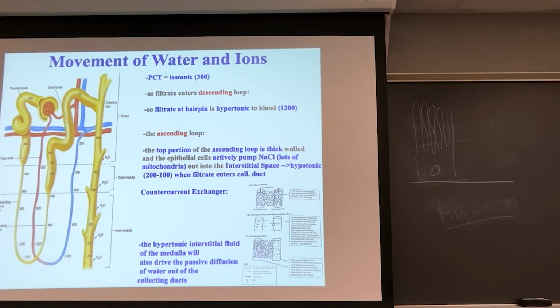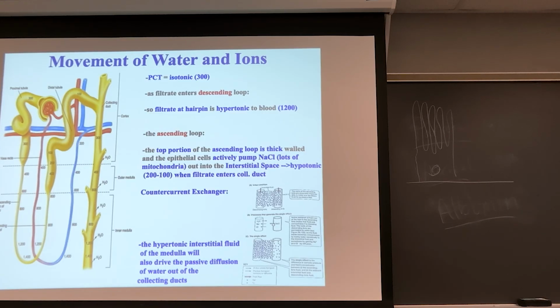Now notice what happens. 300. Now as we go down the descending limb, 400, 600, 800, 1200, 1400. So what has left the filtrate? As we go down the loop of Henle, why are these numbers going up? What is leaving? So that's solute concentration, right? 300, solute concentration is going up. So what are we losing?